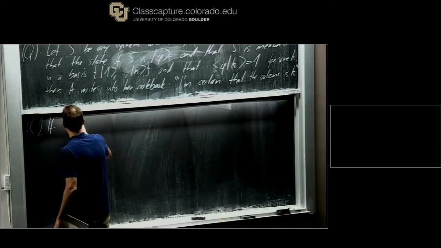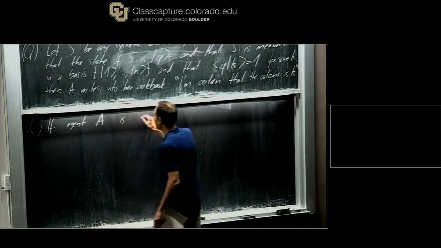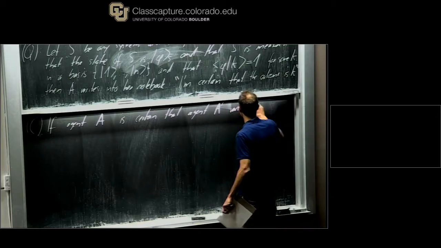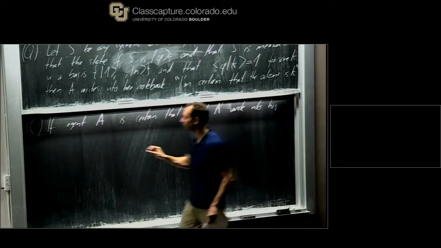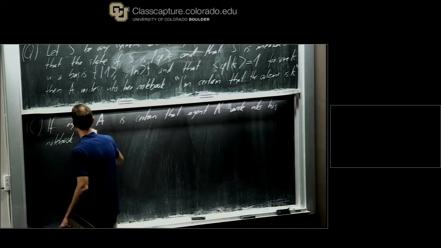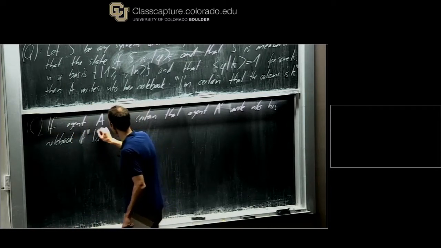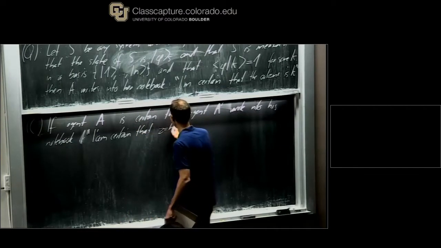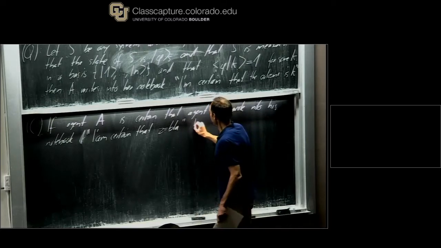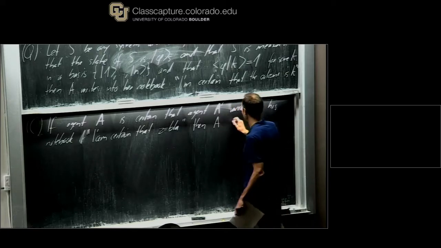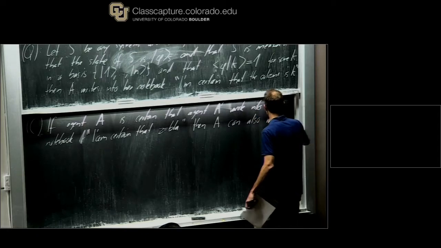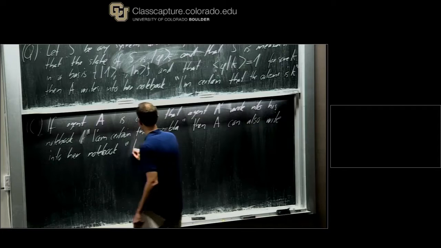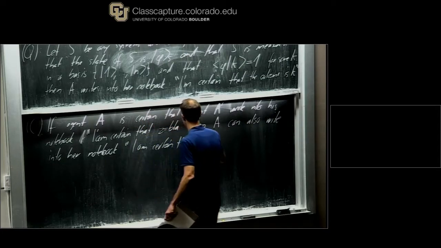So if agent A, this would now be me in this example, is certain that agent A prime wrote into his notebook the following: I'm certain that, let me again use this blah, set equal blah. This is a particular outcome. Then A can also write into her notebook: I'm certain that set equal blah.